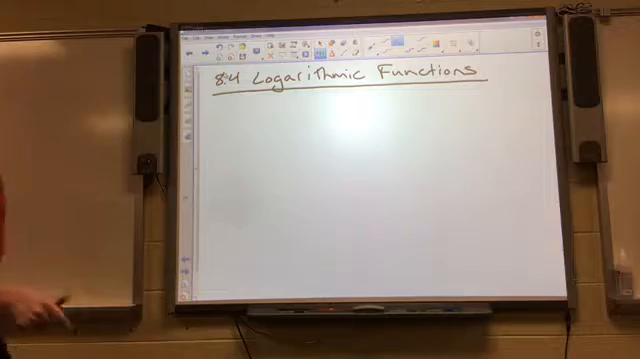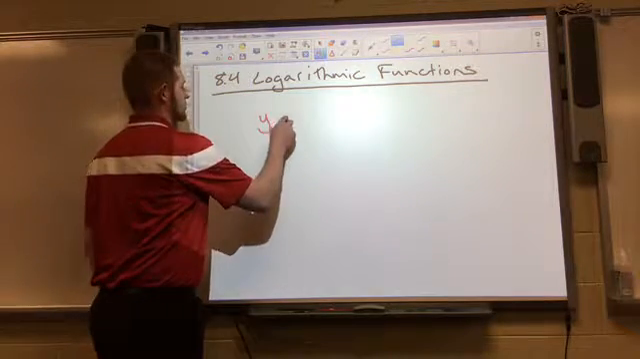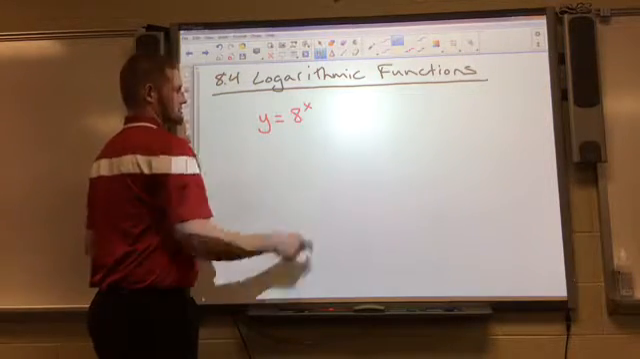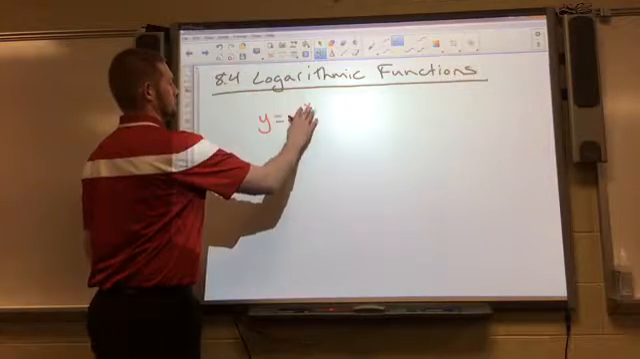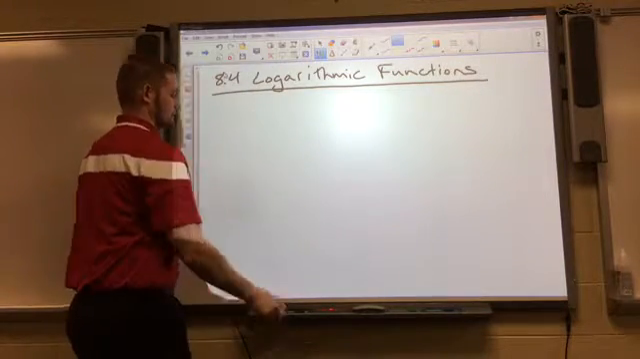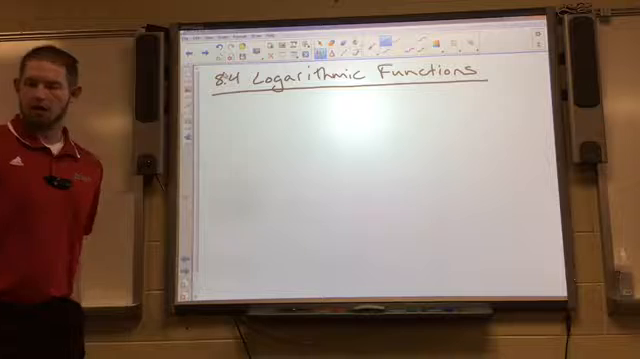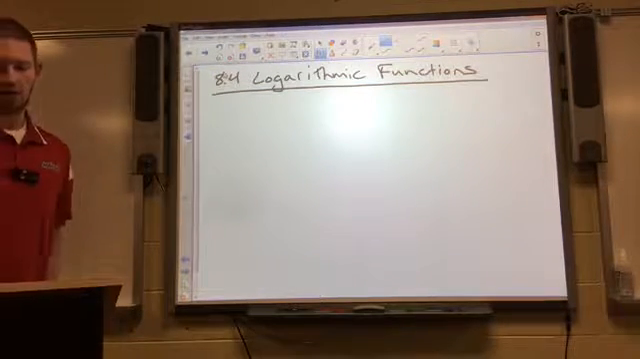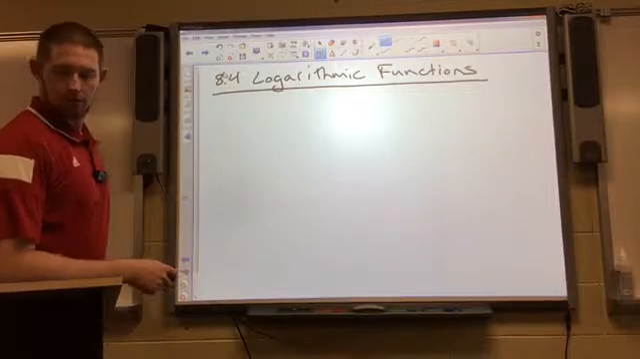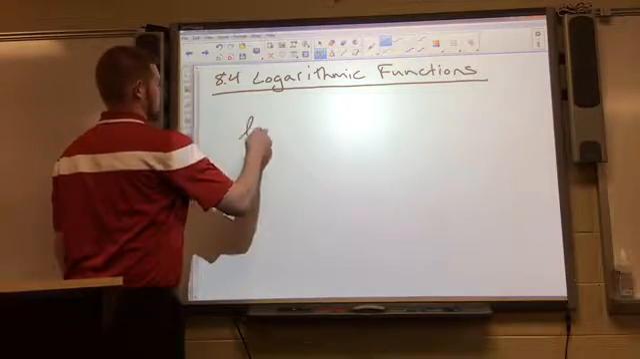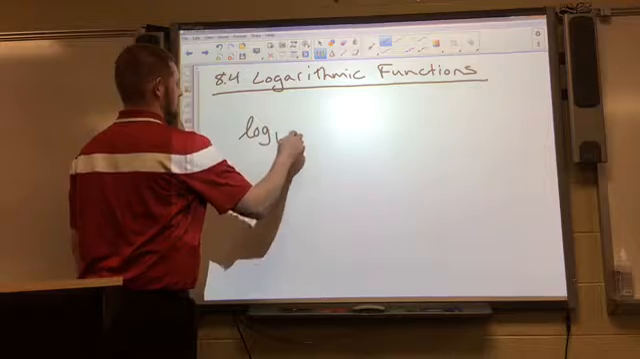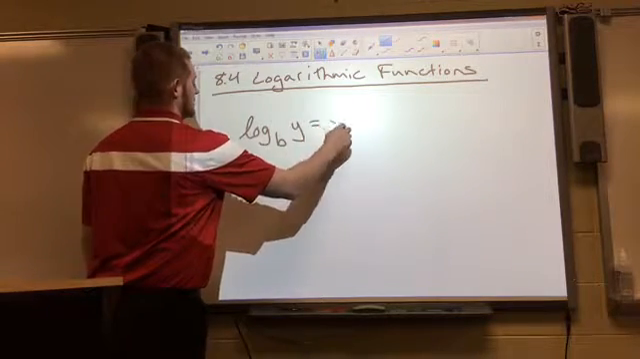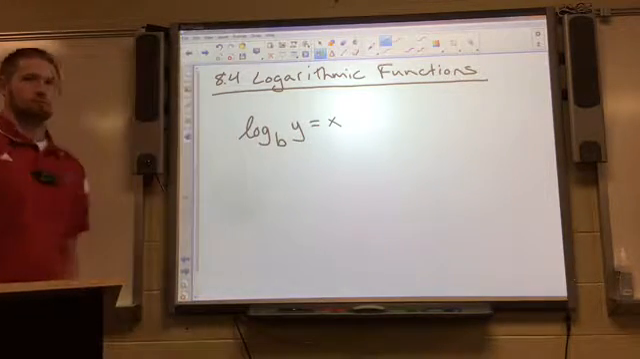Logarithmic functions. So we're going to come where we can solve an equation like this, or anything of that sort, basically. Okay. So the first thing we come to is the definition of a logarithm with base b. Okay. So it's going to look like this. So it's going to be log base b of y equals x.